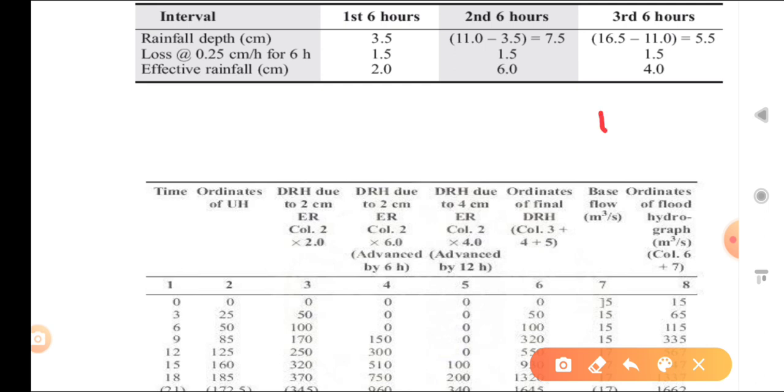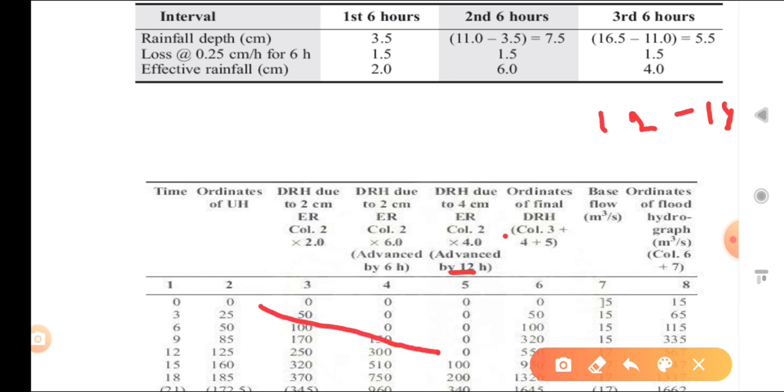But what is the duration there? Duration is 12 to 18. So we have to lag that value by 12 hours. So this is how we find the ordinate of the DRH due to 4 centimeter effective rainfall, lagged by 12 hours. Now 0 multiplied by 4 goes to 12. You can see there. Correspondingly, you can find the same value.